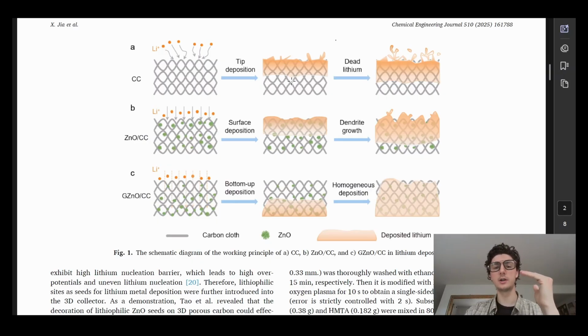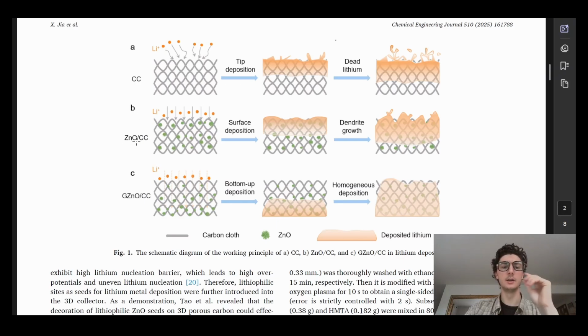Normally they call this the solid electrolyte interface because this carbon cloth is one side of the battery. Inside the battery there's the electrolyte and all of these lithium ions coat onto the carbon cloth and they create this electrolyte interface. Here you can see the dead lithium, which are these little spikes here. So not good. Carbon cloth, not good.